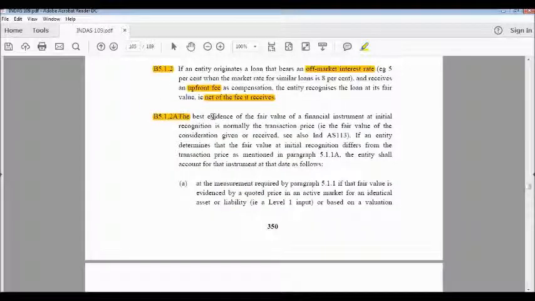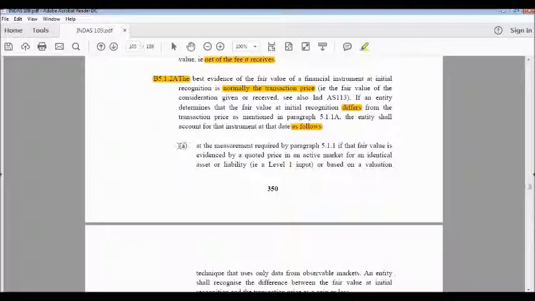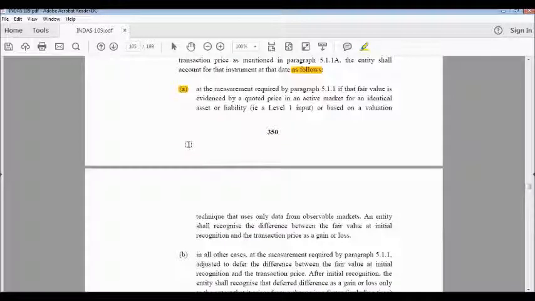B5.1.2A says that the best evidence of the fair value of a financial instrument at initial recognition is normally the transaction price. Obviously, the transaction price is basically the fair value of the financial instrument in most of the cases. If an entity determines that the fair value at initial recognition differs from the transaction price as mentioned in paragraph 5.1.1A, the entity shall account for that instrument at that date as follows. So that is the principle: if there is a difference between the fair value and the transaction price, then how will you account for that difference?